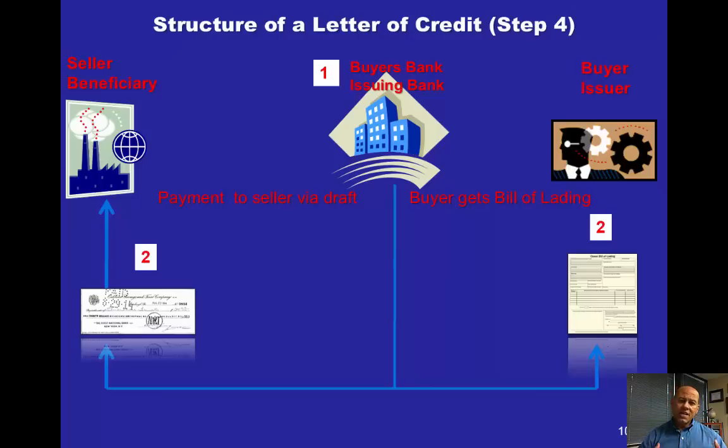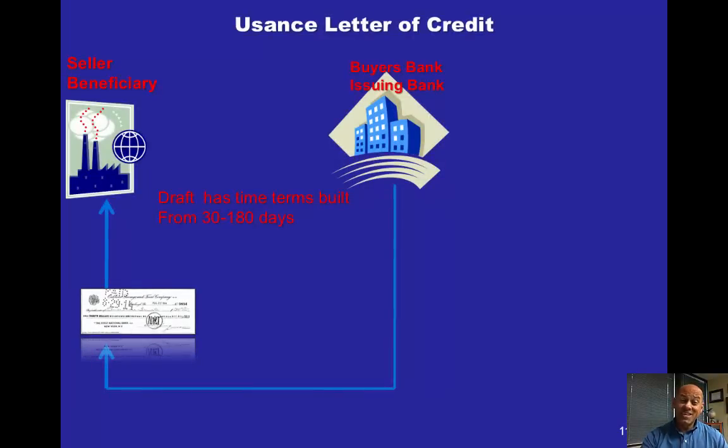You can actually build in a letter of credit that allows time to pay after the documents have been accepted. This type of letter of credit is what's called a usance letter of credit. Basically, a usance letter of credit is one where once the buyer accepts the obligation, they have time to pay because the draft allows for it. So that draft has time terms built in. You can go from 30 days up to 180 days on an international bank draft.